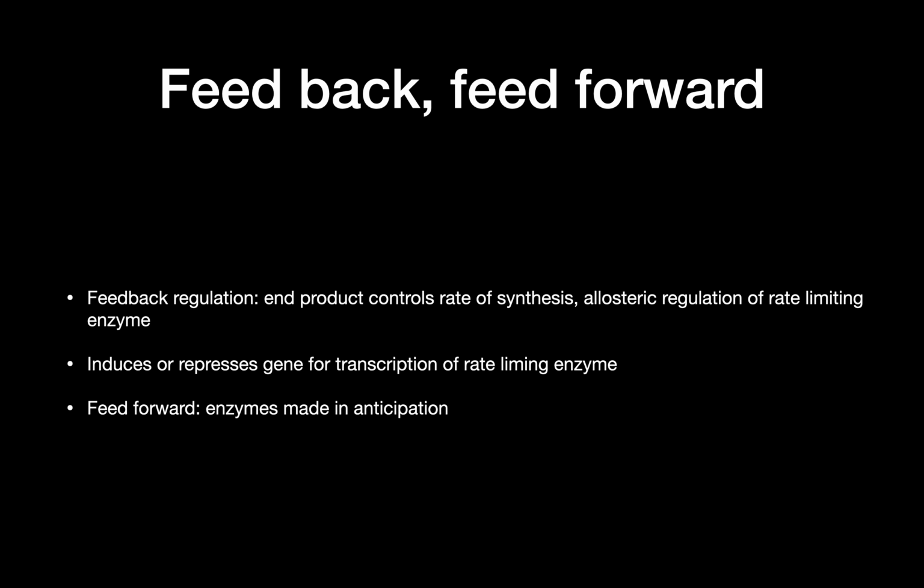So there's a couple of loops that we should pay attention to. The feedback regulation is where the end product controls the rate of synthesis. It is an allosteric regulation, and it can induce or repress the gene for transcription of the rate limiting enzyme. Feed forward regulation is when the enzymes are made in anticipation. So if you're starting glycolysis, after the committed step, the body will start making the enzymes for the later steps, such as steps 7 through 10.